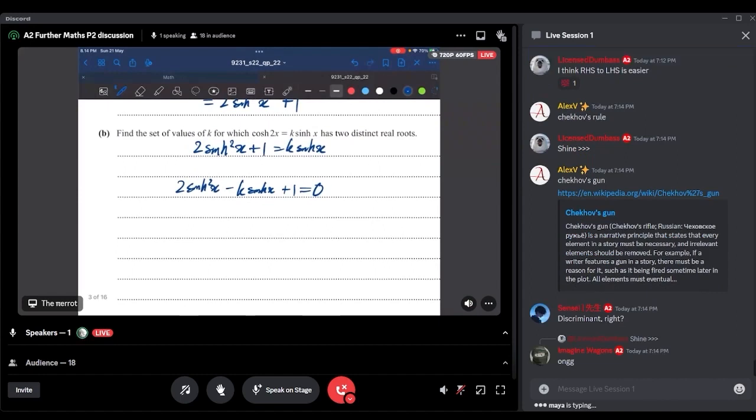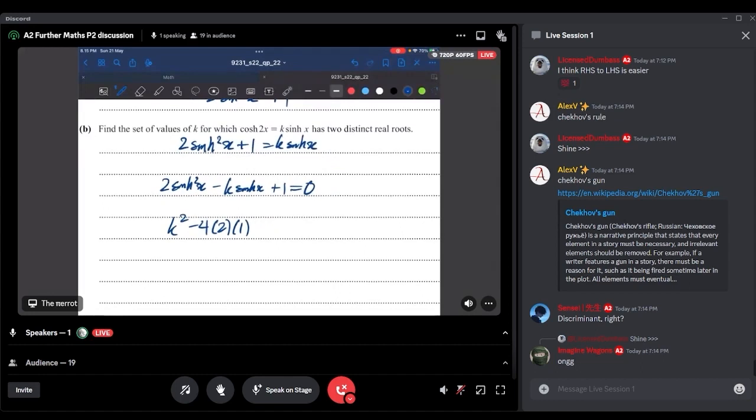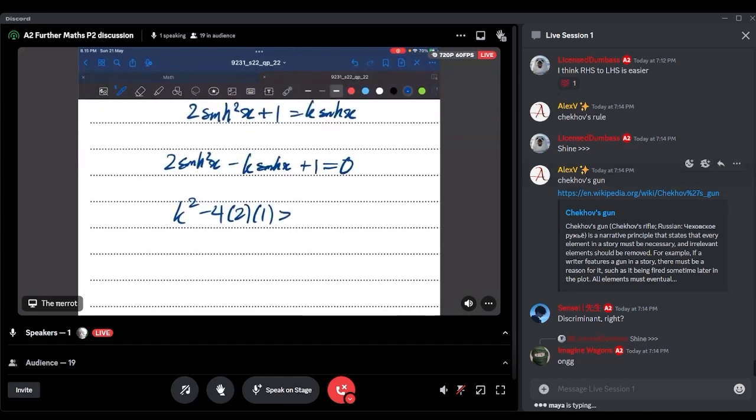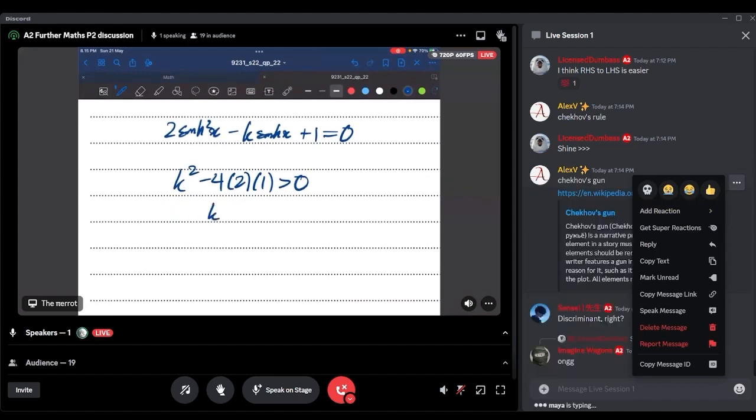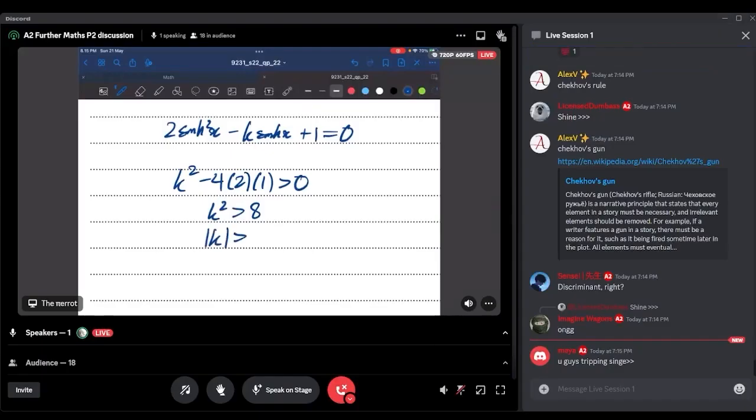Yeah, of course. Well, since we want to find 2 distinct real roots, of course we have to use the discriminant, right? So let's use the discriminant here. b squared minus 4ac: k squared minus 4 times 2 plus 1, times 1. Since we want 2 distinct real roots, we have to use greater than 0. Okay, so that means k squared is larger than 8. Taking the square root, you get the absolute value of k greater than 2 root 2.